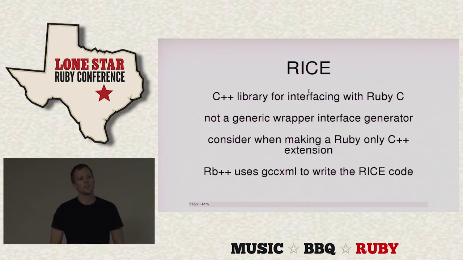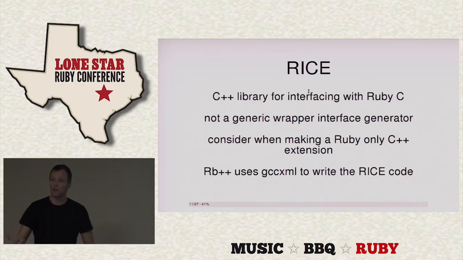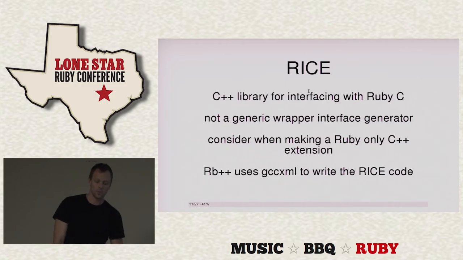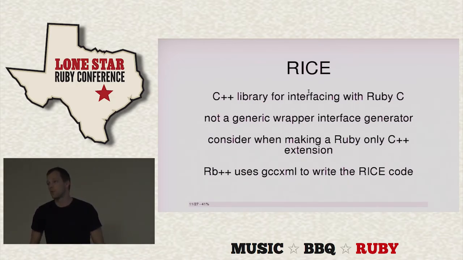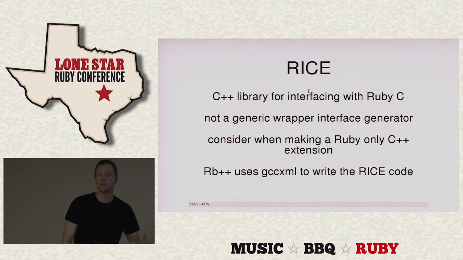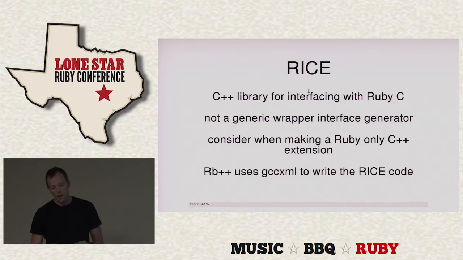Like I said, Rice is a C++ DSL interface with Ruby C. It's not a generic interface generator, so it is Ruby only. But if you like C++, then it's probably a pretty good choice, because then you can do everything for your extension in C++. You don't have this separate Swig language or something like that.